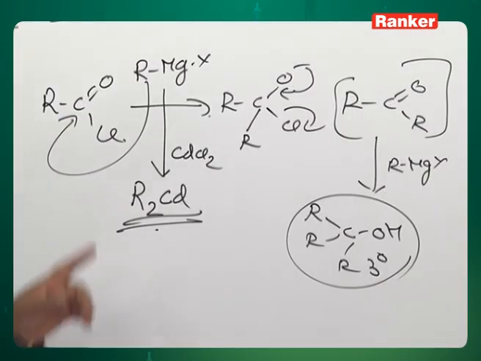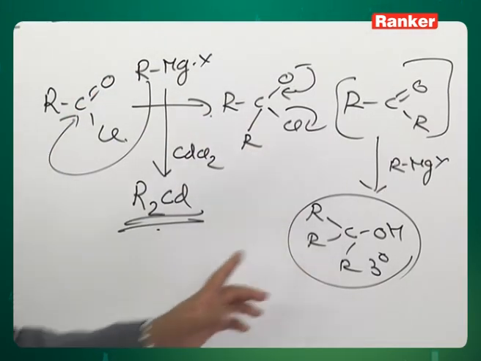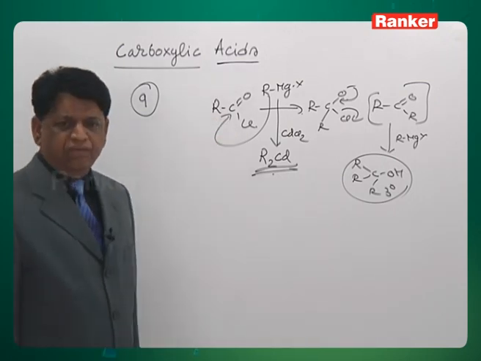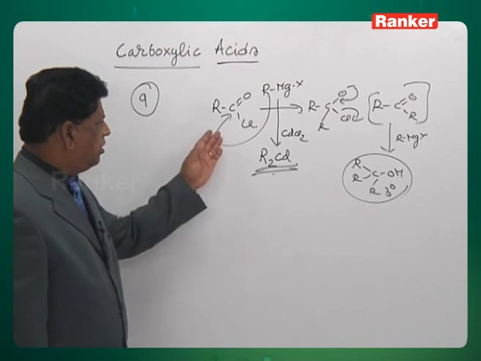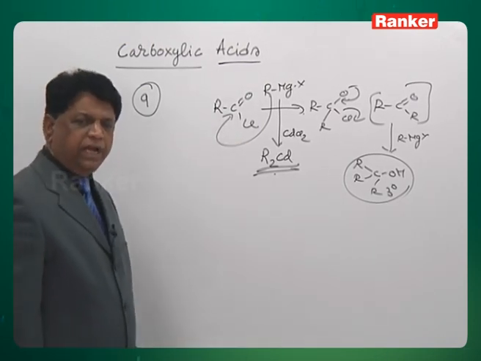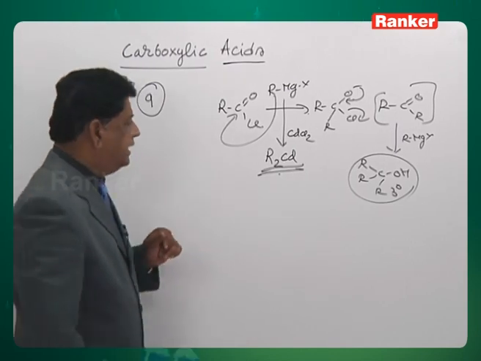And if you add excess RMgX, as I said, tertiary compounds are formed. Lithium aluminum hydride will give primary alcohols. RSH, this is like an alcohol also, esterification takes place and thioesters are formed. So the right answer goes to answer A.